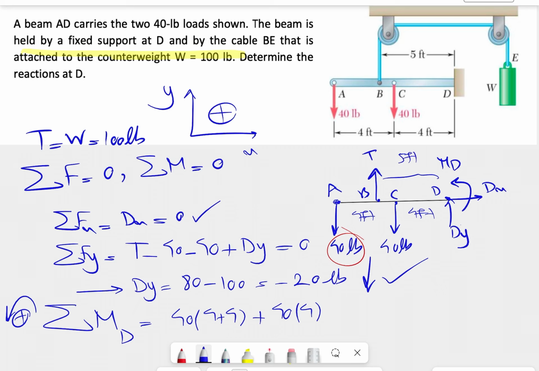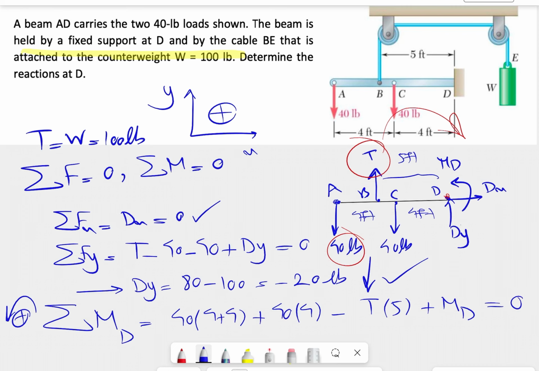If we look at this force T, we'll see that the moment that it makes about point D will be clockwise. Therefore, we need a negative sign in here. So we'll have T times 5. And there's one thing left, and that would be the moment that we have at point D, since we have a fixed support. Since we assumed it counterclockwise, we'll put a positive sign in here, equals 0.